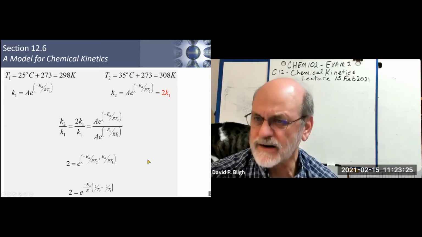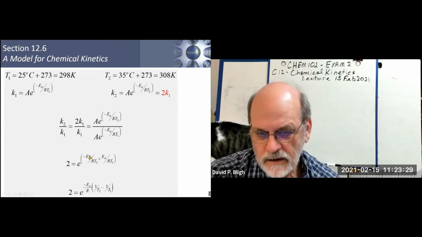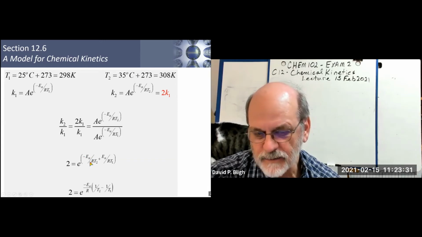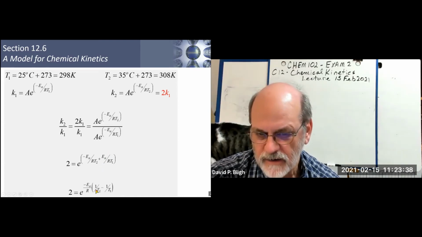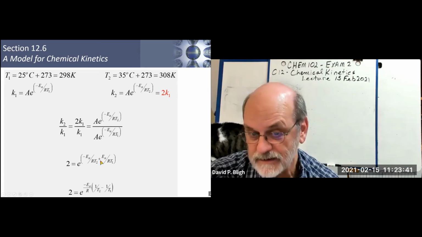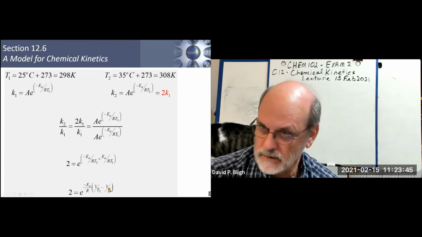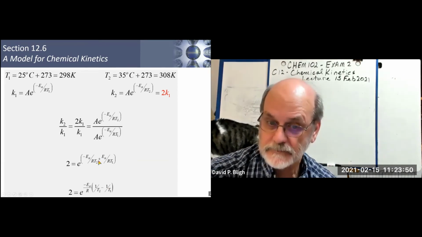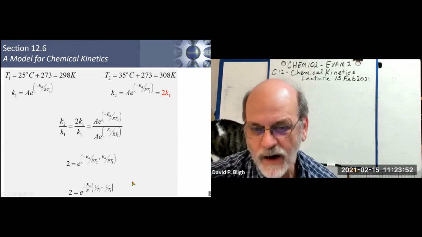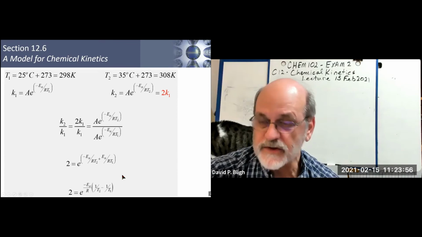All right, so we can factor out some things here, right? We can factor out minus E sub A over R. So we take minus E sub A over R out of here and minus E sub A over R out of here, and that leaves a minus behind, right? So that's why 1 over T2 minus 1 over T1, because we extracted a minus and left a minus behind. So now we've got this term that can be solved.